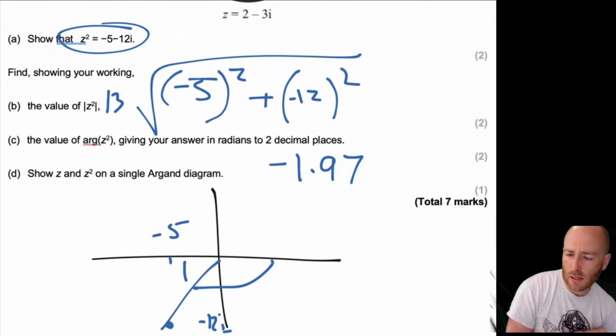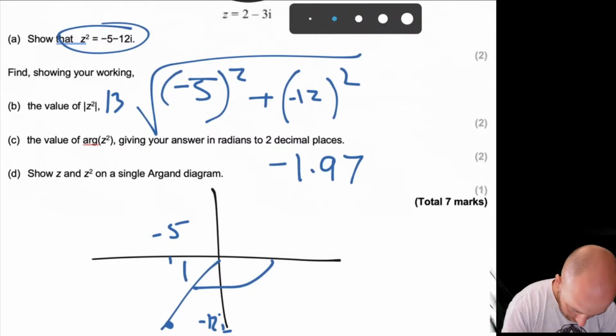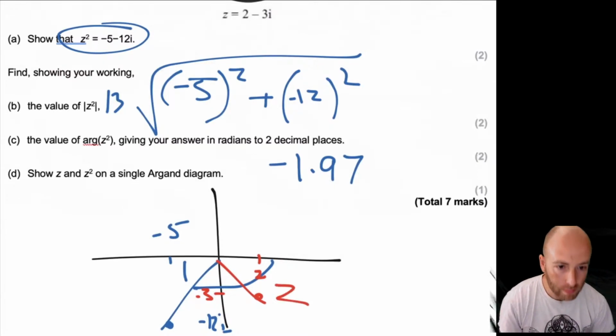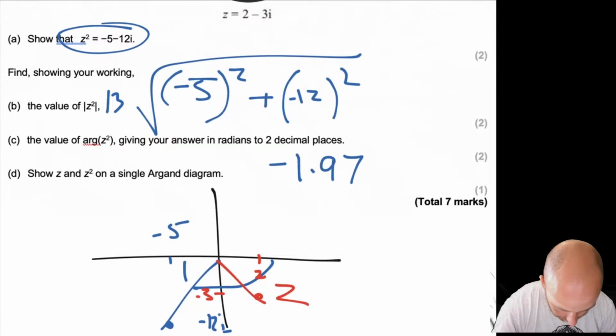Right, show z and z squared on a single Argand diagram. Okay, well I've already got z squared there. Let's put z on, so z is 2 minus 3. It's going to be there. Cool. Alright, that was pretty easy, wasn't it? That was a pretty nice question. Alright, next one.